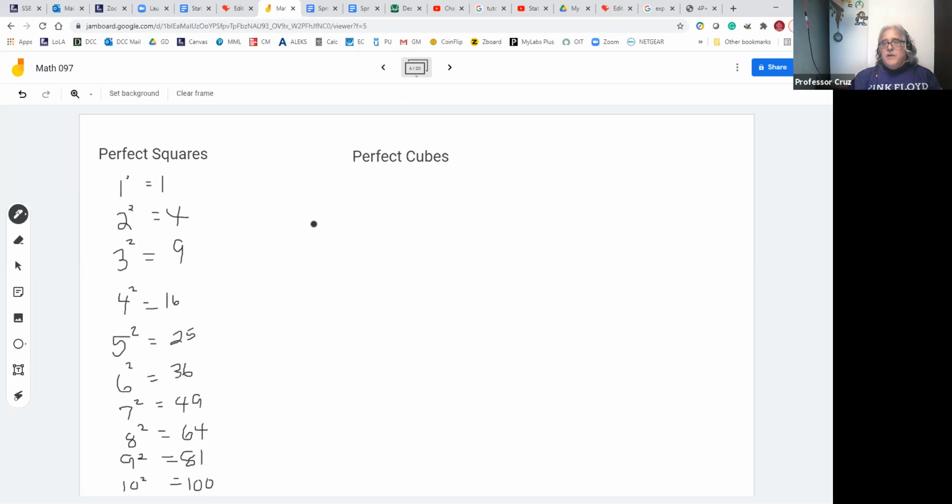All right, now on the cubic side, 2 cubed is 8. 3 cubed is 27. 4 cubed is 64. And I'm just going to go up to 5 here because these get big real quick. All right, so those are pretty standard, those squares and cubes.